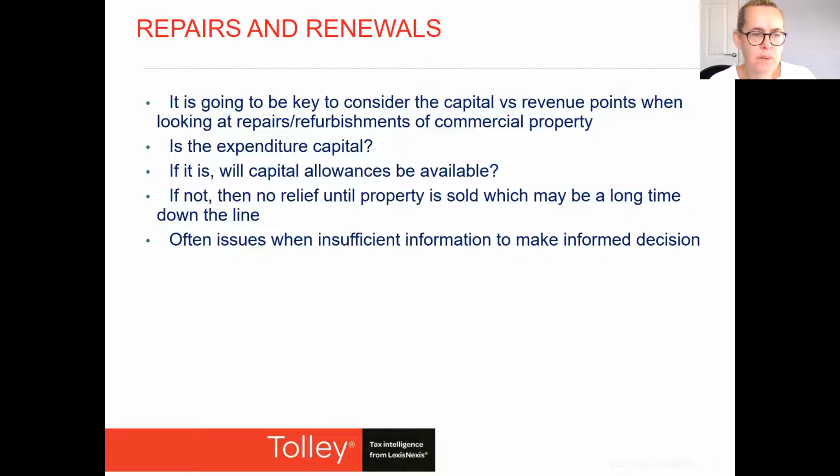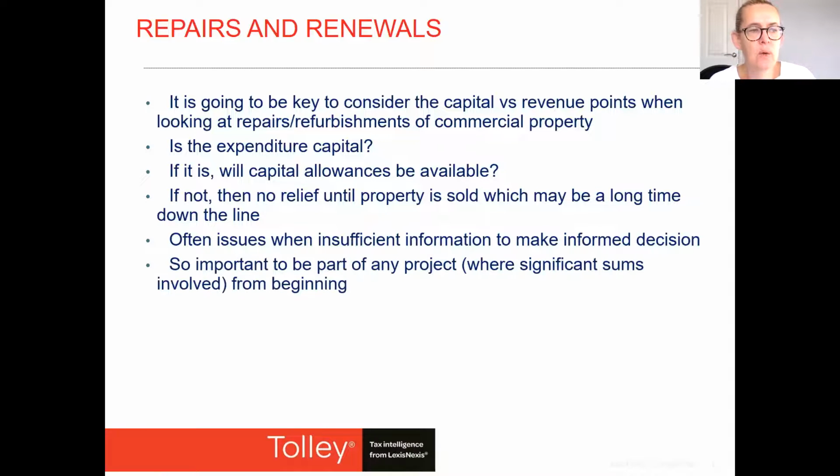There are often issues because there will be insufficient evidence produced or given to you by your clients for you to make an informed decision. And so where there's significant sums involved, it's quite important to try and be engaged from the beginning of a project.